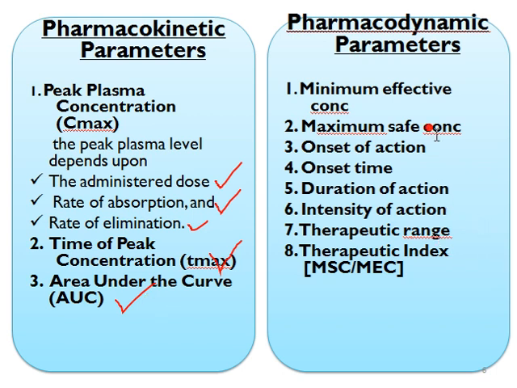On the other hand, the effect of drug on the body will be shown by these pharmacodynamic parameters, that is MEC, MSC, onset of action, onset time, duration of action, intensity of action, therapeutic range, that is the difference between MEC and MSC, and therapeutic index, which is the ratio of maximum safe concentration to minimum effective concentration.